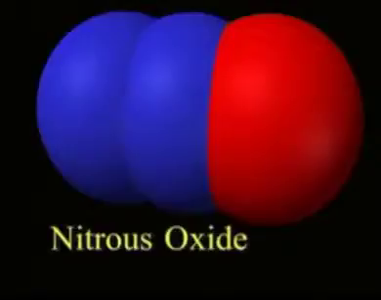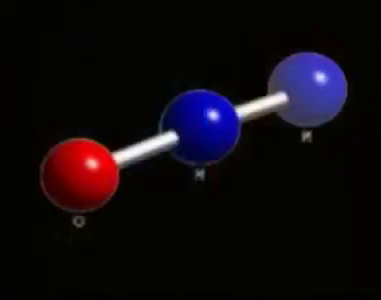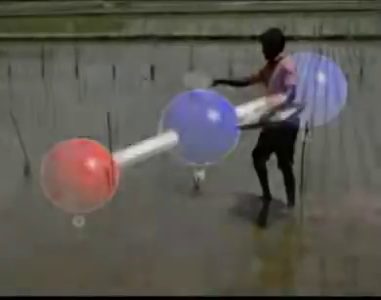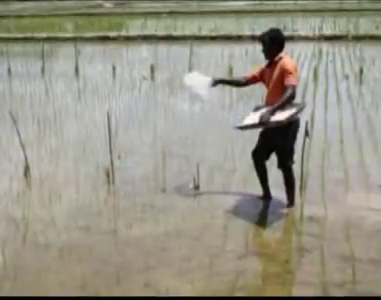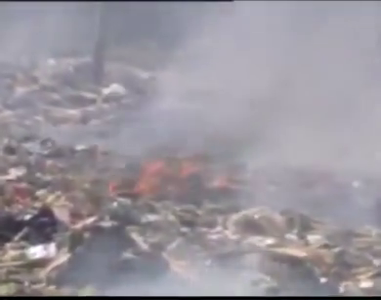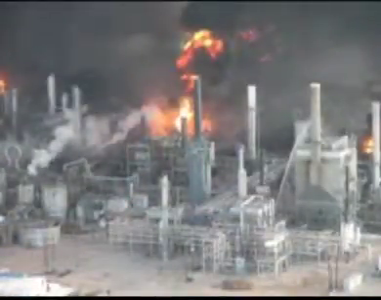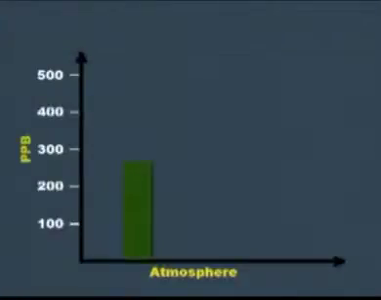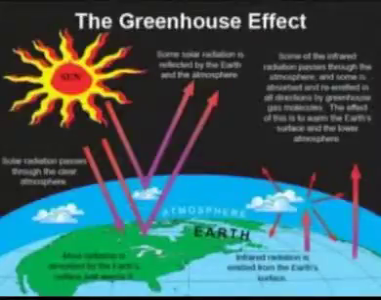Nitrous oxide. It is popularly known as laughing gas. It is emitted from nitrogen fertilizers, biomass burning, nylon production and burning livestock waste. In the pre-industrial era, it was present in air to the extent of 270 ppb. Now it has increased to 316 ppb. Its contribution towards the greenhouse effect is 6%.